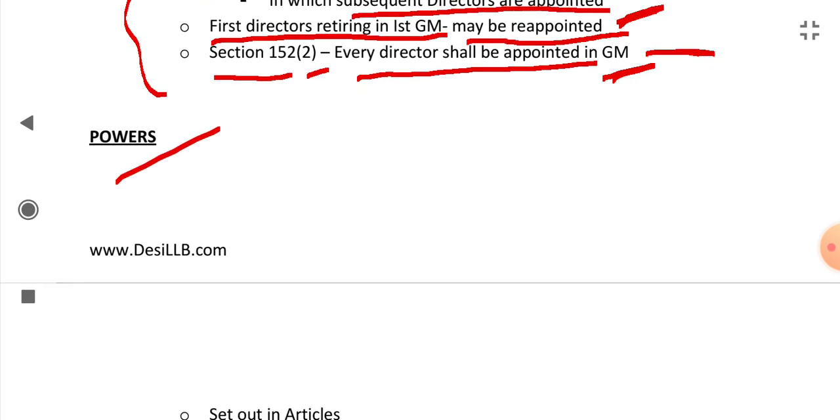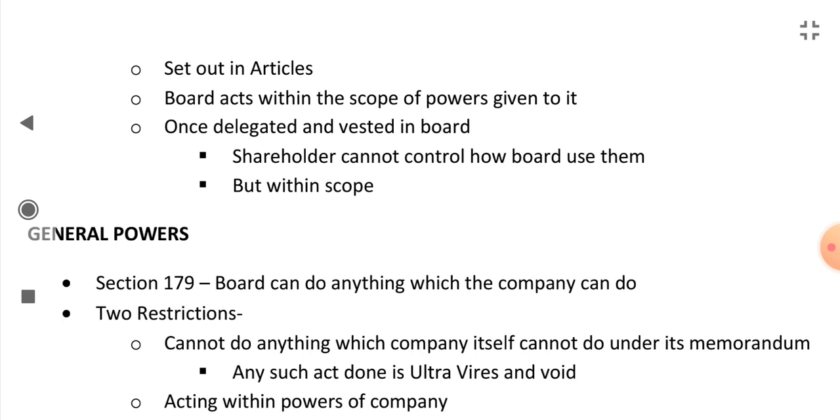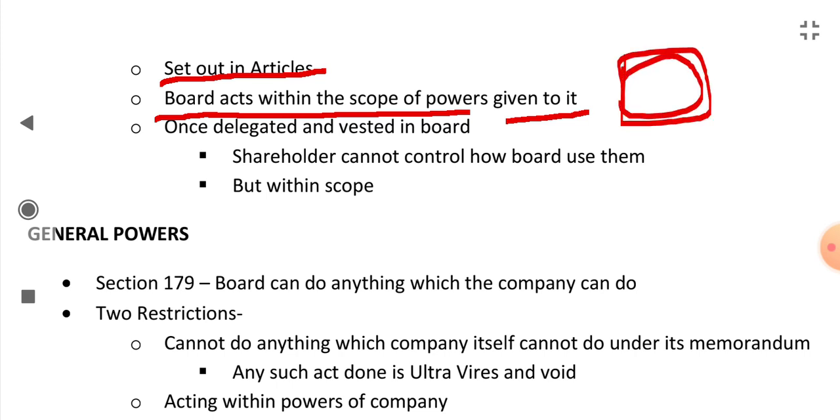Now see the powers of the directors. The powers of the directors are set out in the articles. They are written in the articles. The board of directors acts within the scope of powers given to it. This is the scope of powers given to the board of directors. They will act within it. They cannot act outside it.